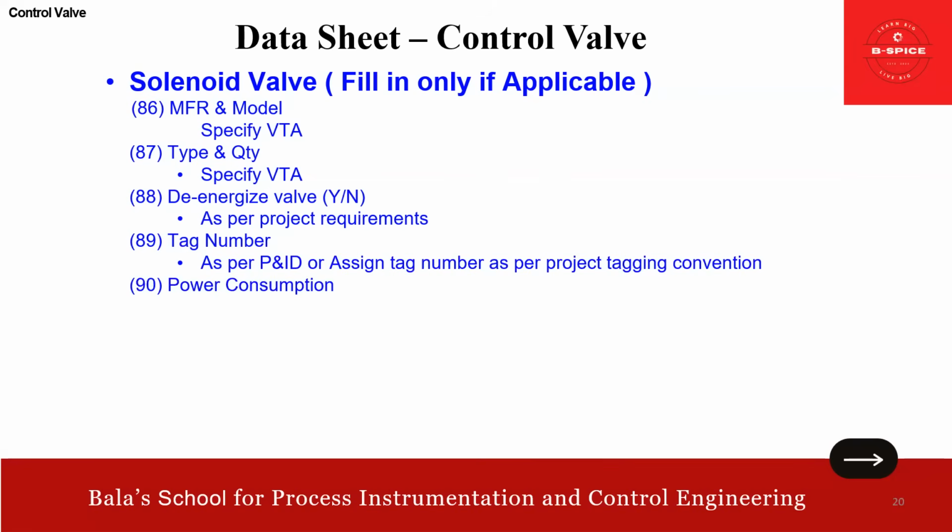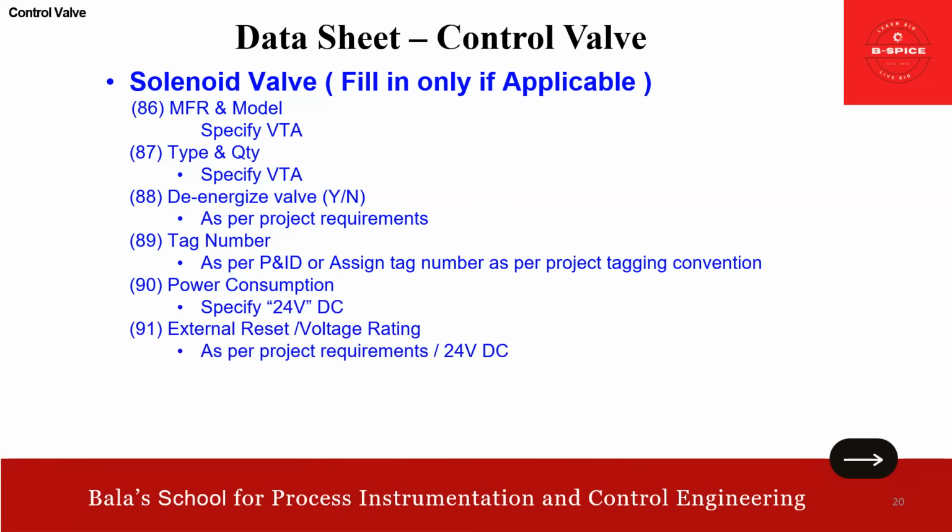Then, of course, this is as per P&ID. Tag number as per P&ID or assign the tag as per the project tagging convention. Power consumption, this is 24 volt DC. Then, external reset voltage rating. External reset requirement as per project requirements, and voltage rating, of course, it is 24 volt DC actually. Okay, friends.